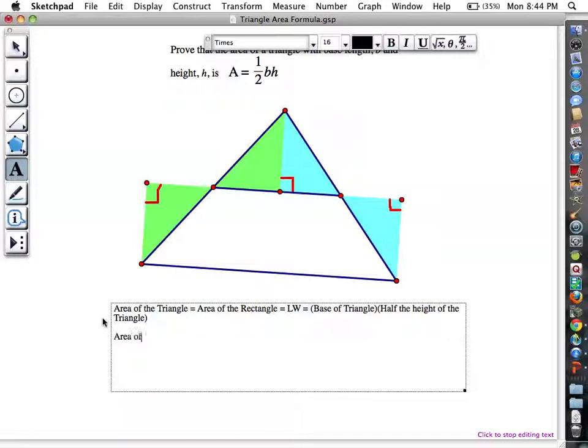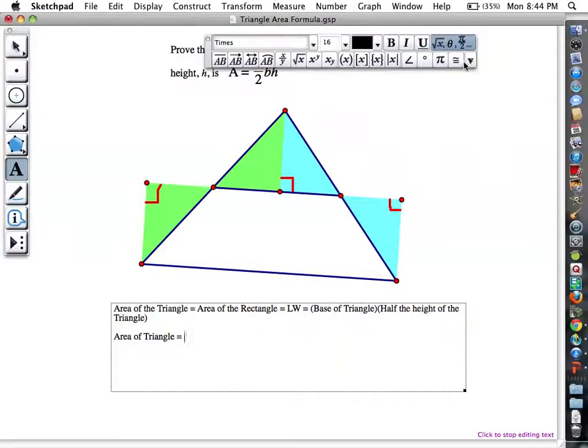In other words, area of the triangle equals, and let's have some symbols here, equals 1/2 the height of the triangle times the base of the triangle, which is the same thing as 1/2 base times height. And voila, there we are.